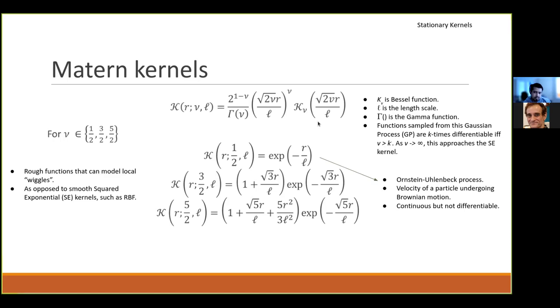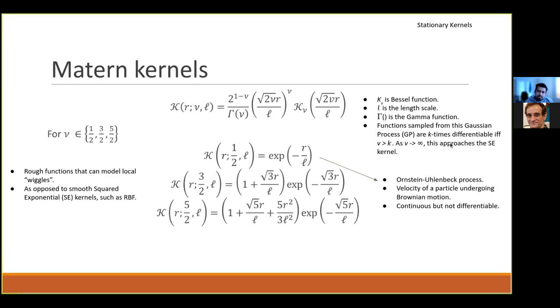So what's the difference between this and the SE kernel, the RBF kernel that we saw previously? The RBF kernel represents a smooth function. But our data set could have some sort of localized peaks. Globally it might seem like a smooth function, but if we zoom in, there could be some peaks. To represent those peaks, we can use Matern kernels. And these peaks are represented by this k times differentiable.